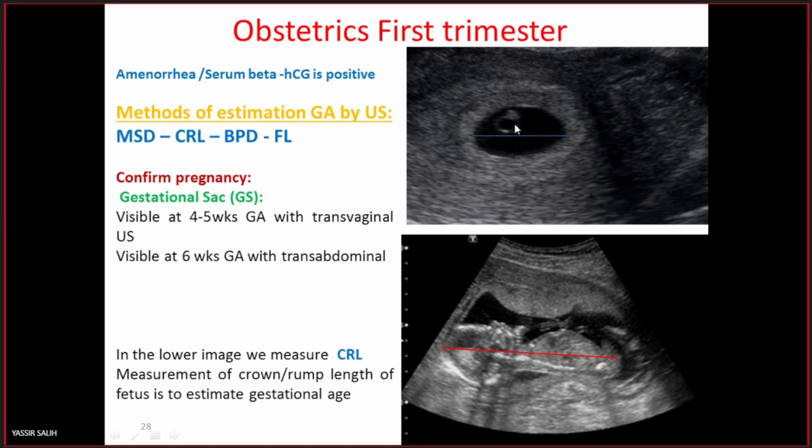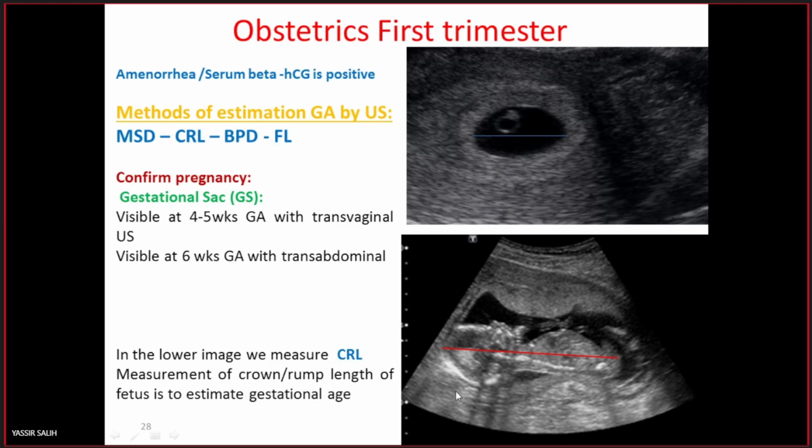So the gestational sac can be visible at 4 to 5 weeks by transvaginal ultrasound. We can do transvaginal ultrasound or transabdominal ultrasound. But by transabdominal ultrasound this gestational sac is seen later, in week 6. By transvaginal, because transvaginal is very sensitive, the contrast resolution and image quality are superior to transabdominal, so it can detect this gestational sac within 4 to 5 weeks.